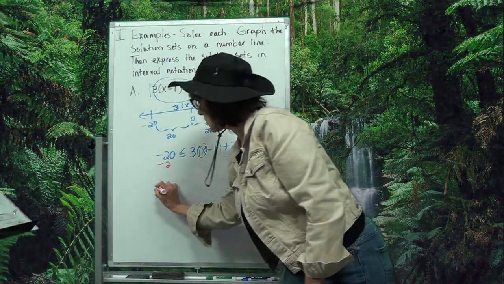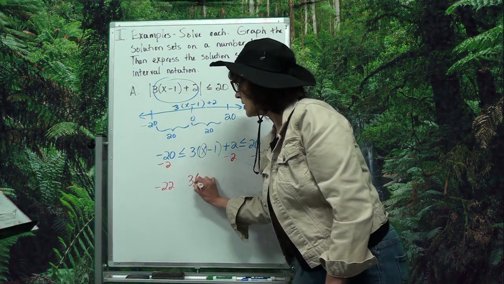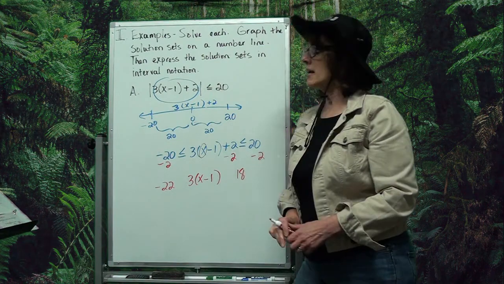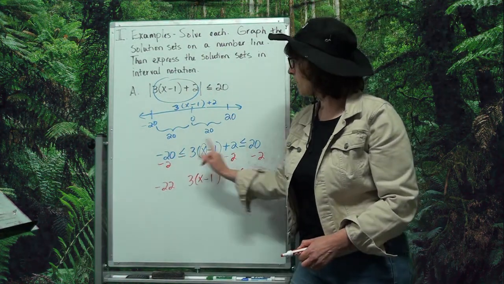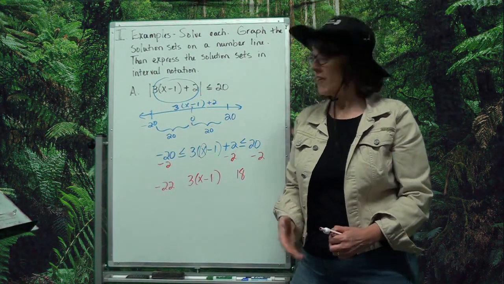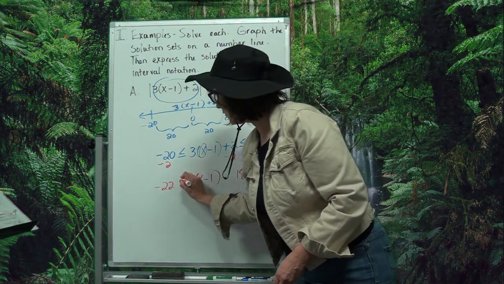Now when I subtract the 2 over here, I get a negative 22. When I subtract the 2 in the middle, I get 3 times x minus 1. And when I subtract the 2 over here, I get an 18. Now recall what it takes to flip these inequality symbols. Yes, it's whenever you multiply or divide by a negative. Did I multiply or divide by a negative anywhere? Nope. So I'm not going to flip those symbols.